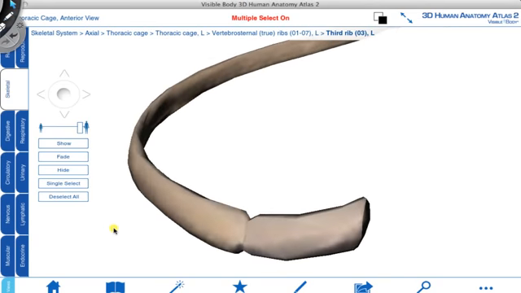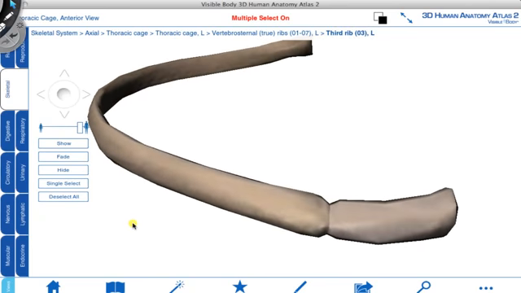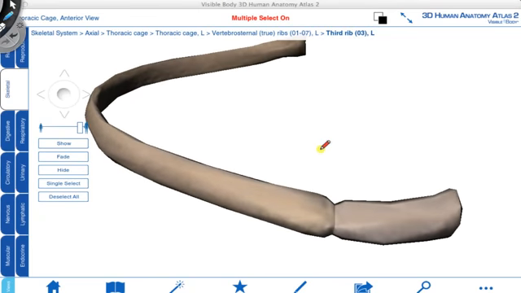The last part of a typical rib I'll identify from an anterior view is just called the sternal end of the rib. So here we have the sternal end of the rib, and the sternal end of the rib articulates with the costal cartilage.